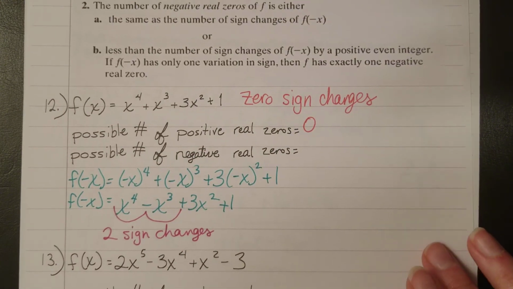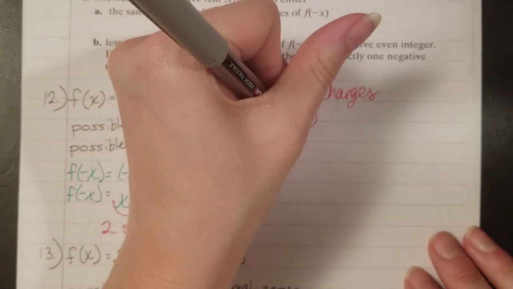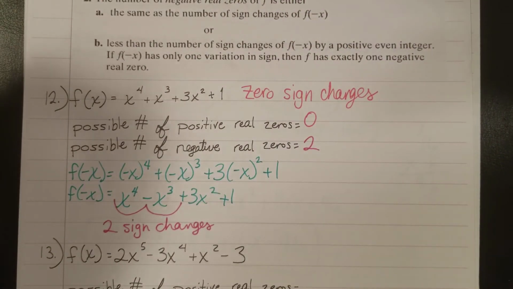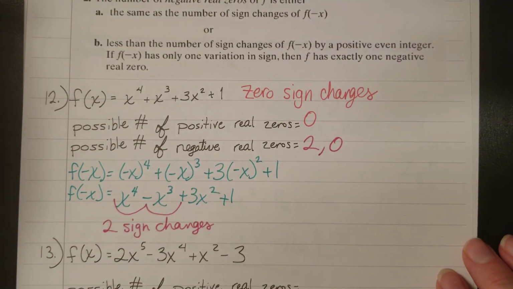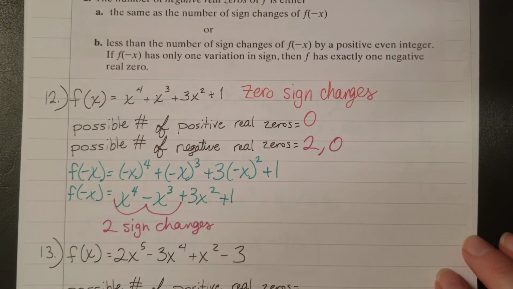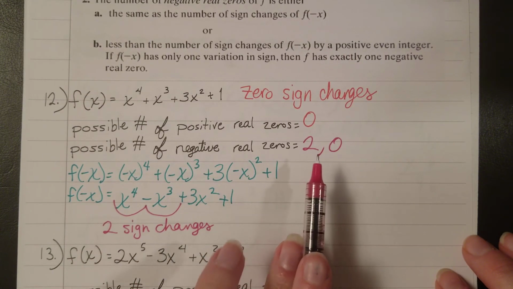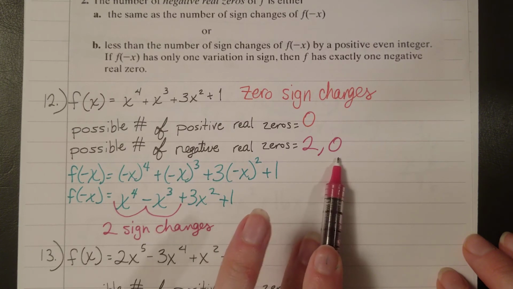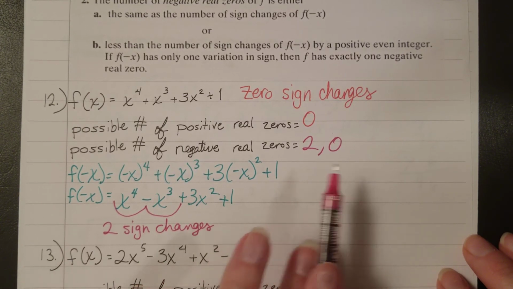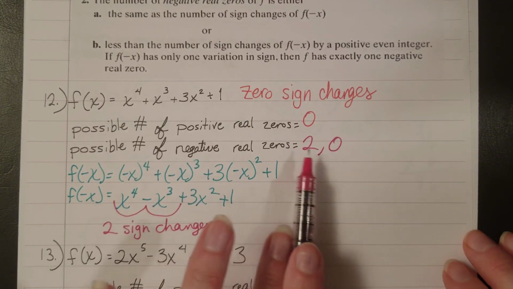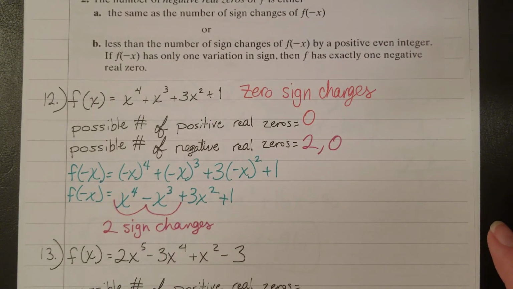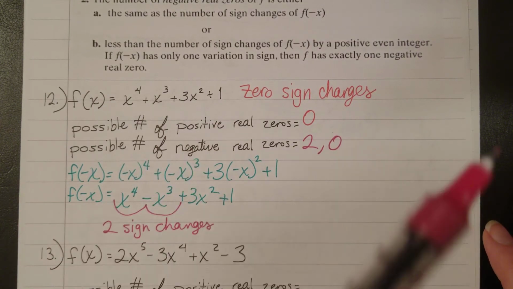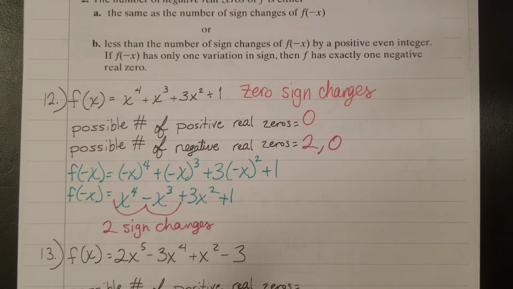So what that means is that there might be 2 negative real zeros, or there might be 0 negative real zeros. Okay, so whatever number you come up with, you just count backwards by 2 until you can't. You're not going to have a negative amount of zeros, so don't go negative, but just count backwards by 2 till you get to 1 or 0. So for example, if there were 4 sign changes, you would say 4 or 2 or 0. If there were 5 sign changes, you would say 5 or 3 or 1, okay?